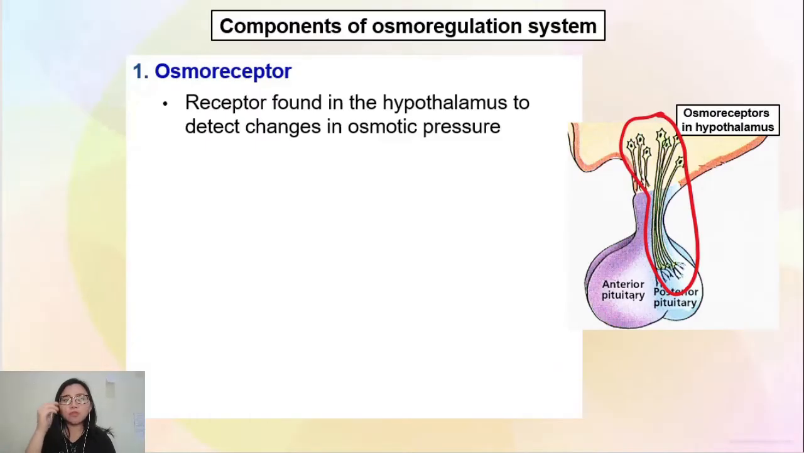So we'll look at the components of this osmoregulation system one by one. Okay, dengan ringkas sajalah, tidak susah pun topik ni. Okay, osmoreceptor are receptors that are found in the hypothalamus to detect the changes in osmotic pressure. Dia yang detect kandungan air di dalam darah.